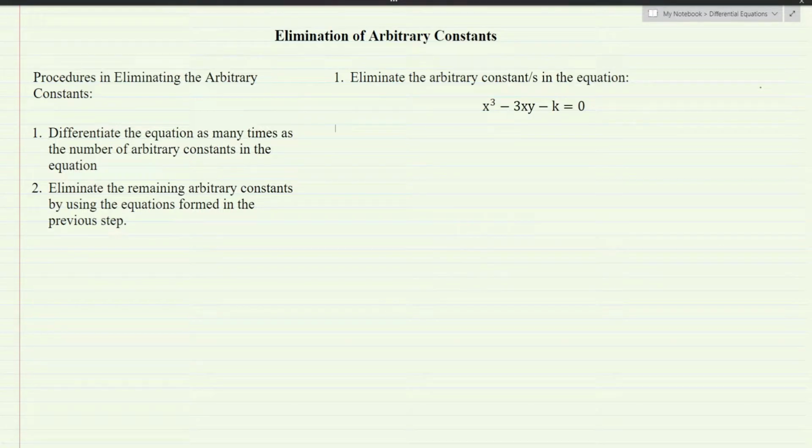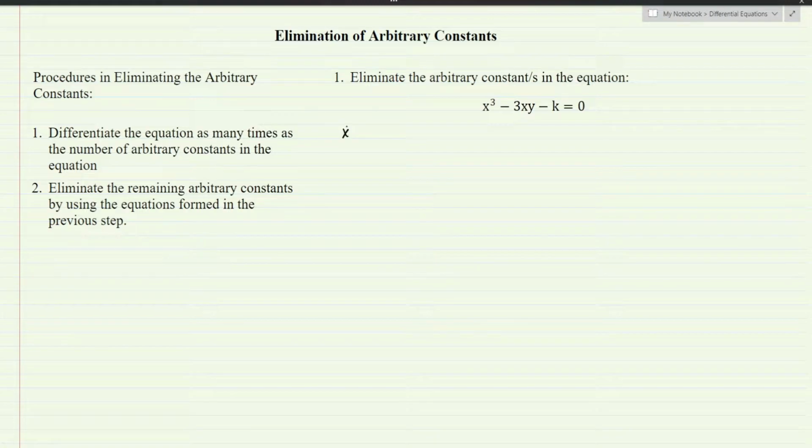Now for step 2, if there is still an arbitrary constant present in the equation, we will use the different equations we have so that we will arrive with an answer that is free from arbitrary constants. Let's now apply the steps on the first problem. Eliminate the arbitrary constants in the equation x cubed minus 3xy minus k equals 0.